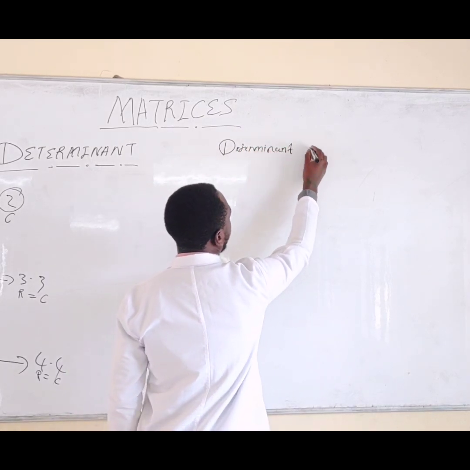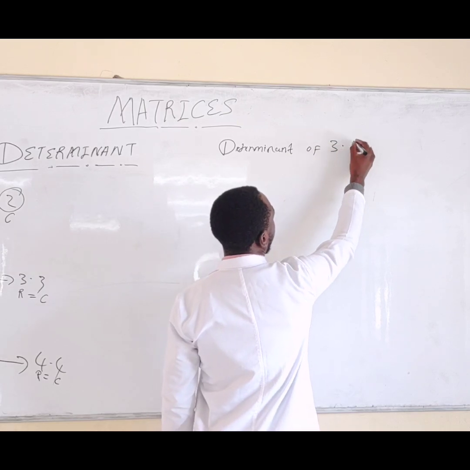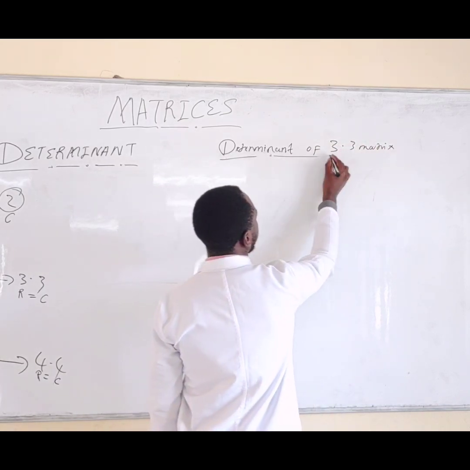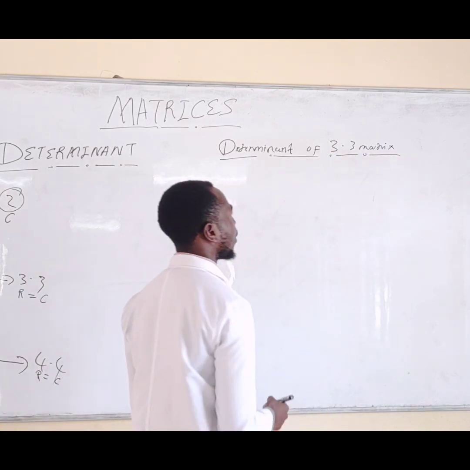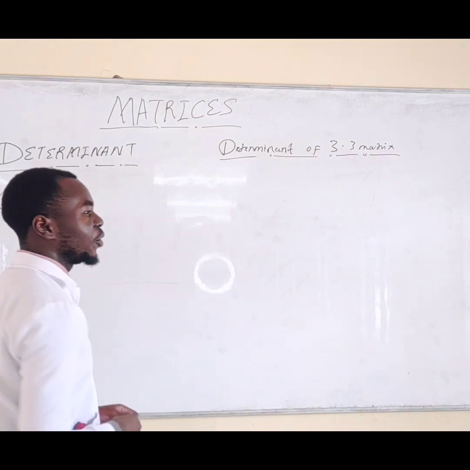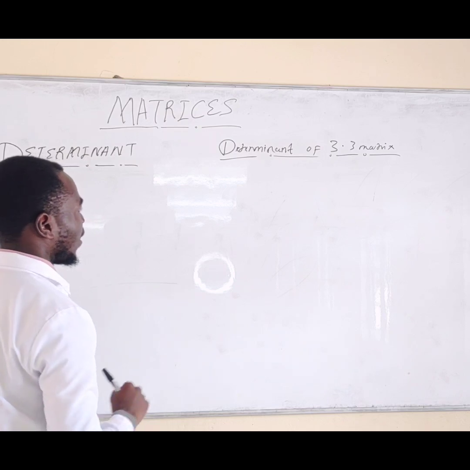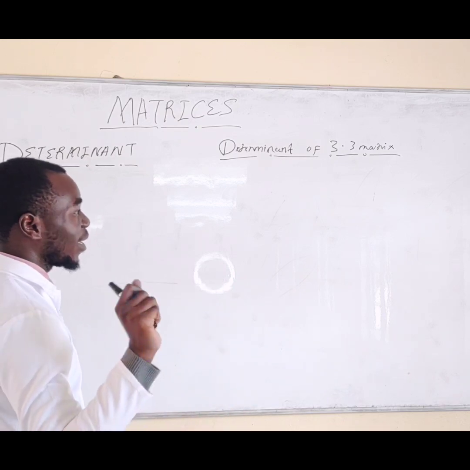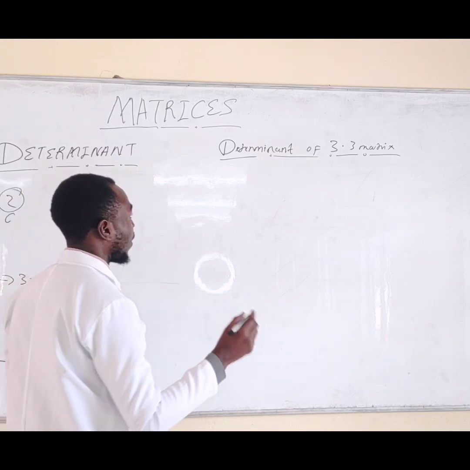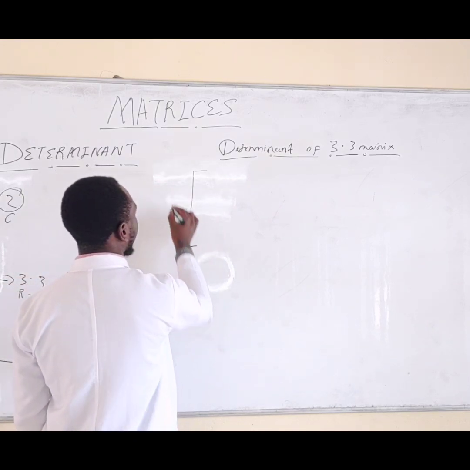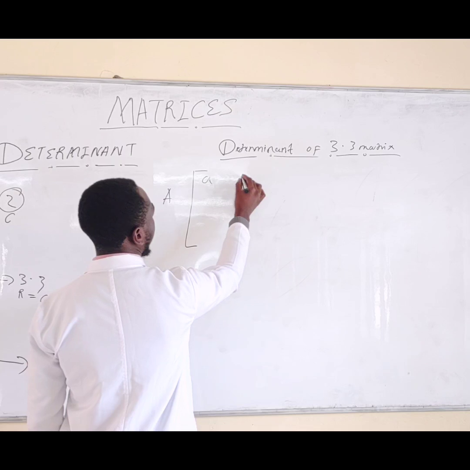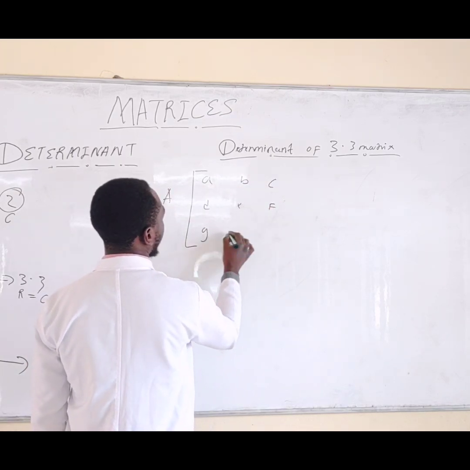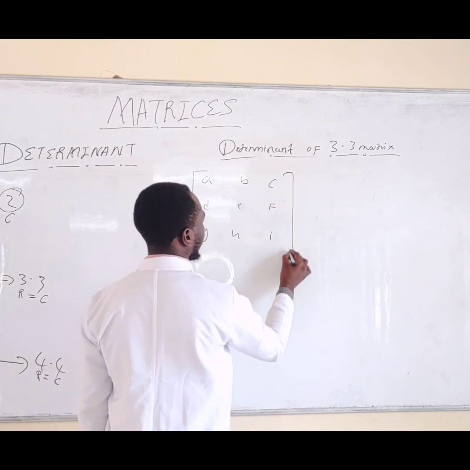Determinant of a 3 by 3 matrix. So the determinant of a 3 by 3 matrix, what are you going to do? Here we are going to use two methods. There is a quite simple method and a complex method. Let me start with the quite simple method. Let's say you are given matrix A to be equal to A, B, C, D, E, F, G, H, I. You have something like this.